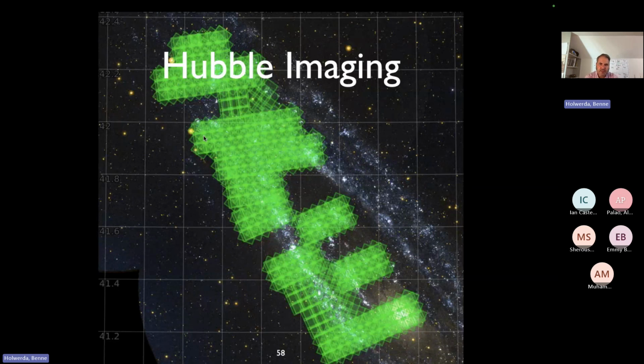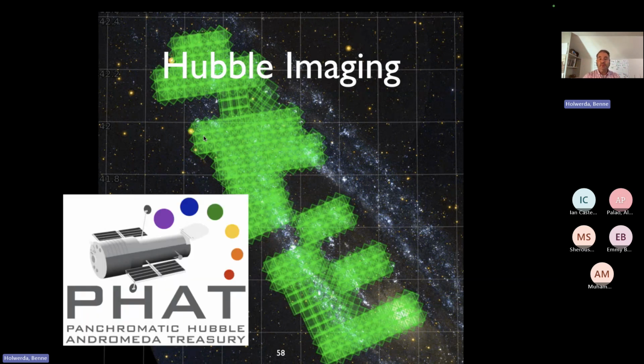So Hubble imaging, this is what that looks like. You see the two cameras, one of them like this, the other one like this. And so you have to very carefully move Hubble as you go through. You end up with these bricks, and then you fill these in. It was called the Panchromatic Hubble Andromeda Treasury.